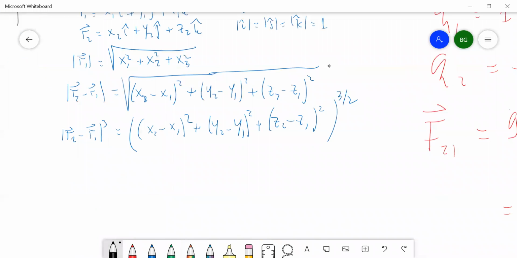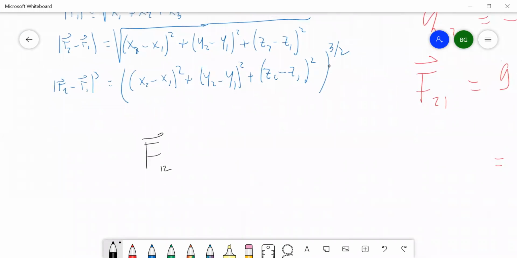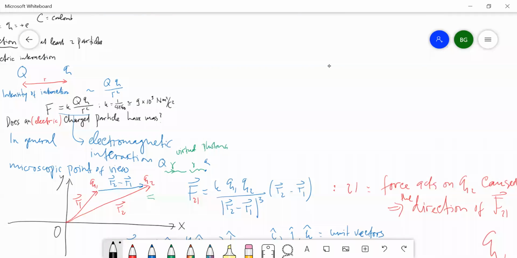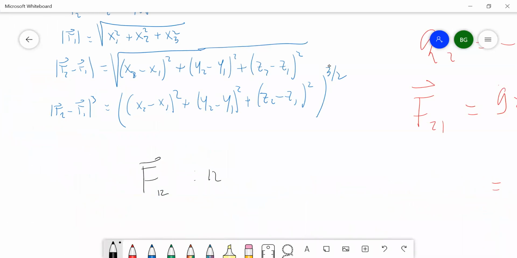For F12, it's on the other side. F12 means the force acting on Q1 caused by Q2.